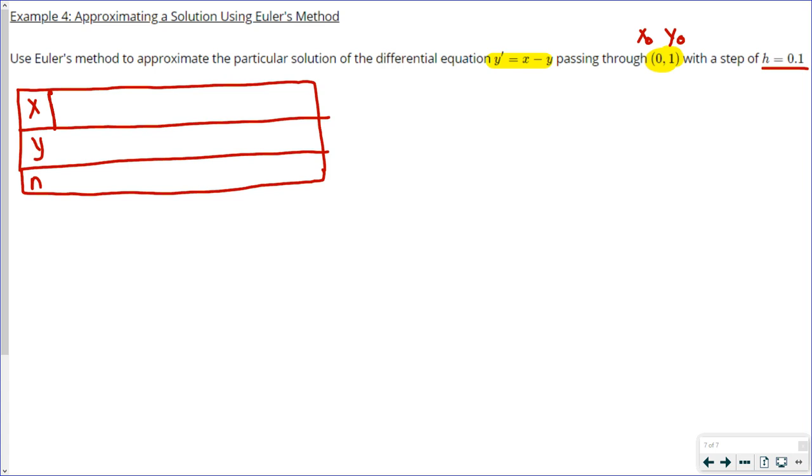I kind of did this backwards. I put n on the bottom; usually n goes on the top. We're going to do many different steps. We start with step 0, which is the initial condition, (0, 1). And I'm just going to do 5 steps, because that's what I require of you on the practice problem I gave you on the next slide.